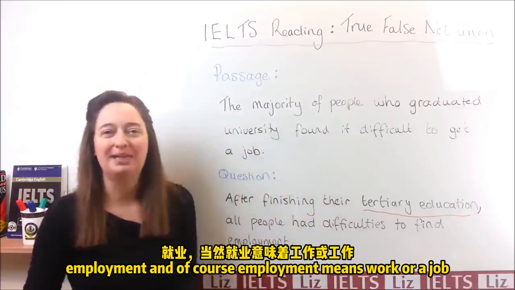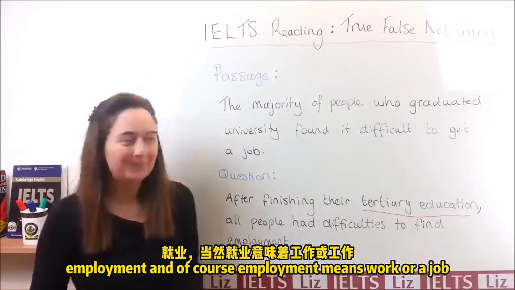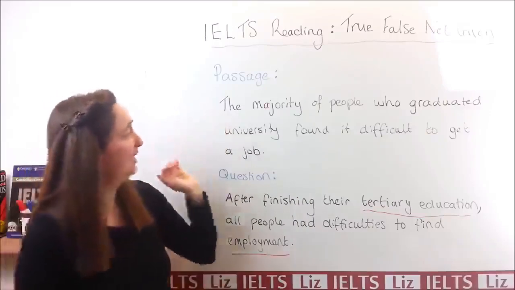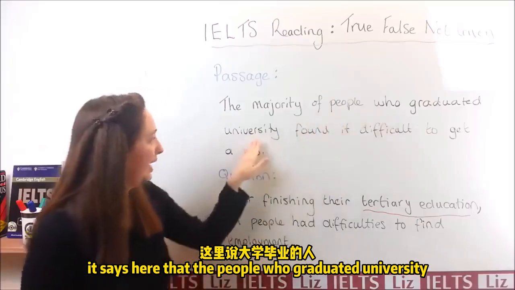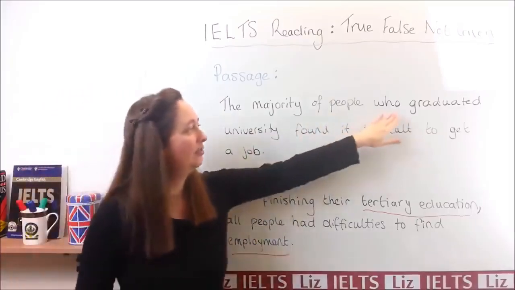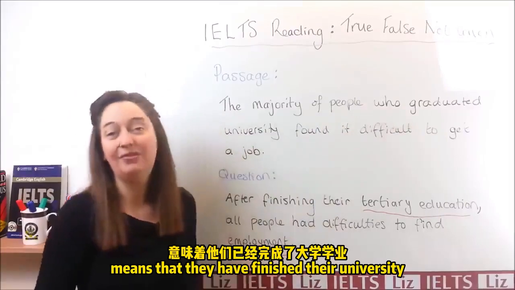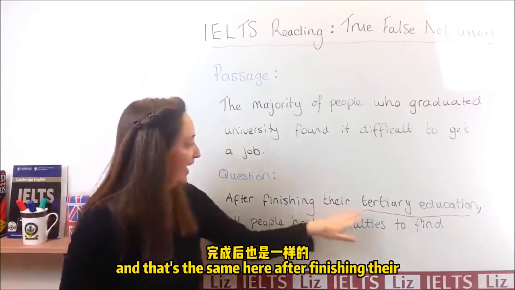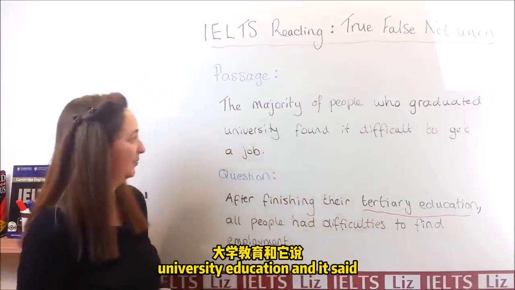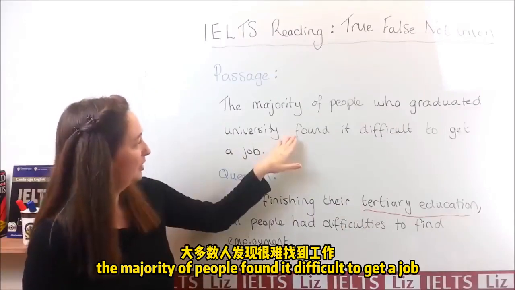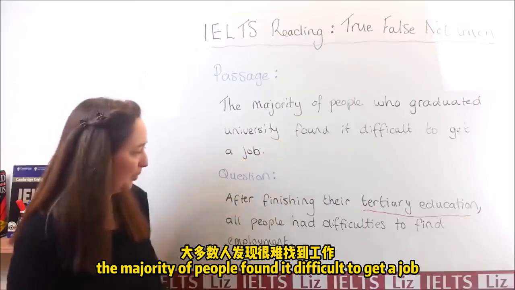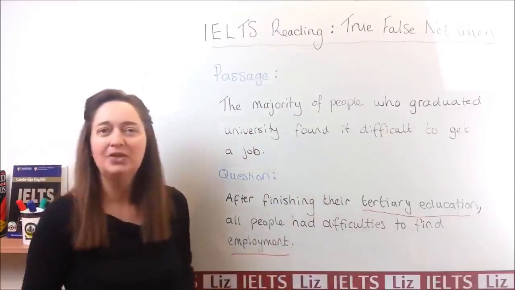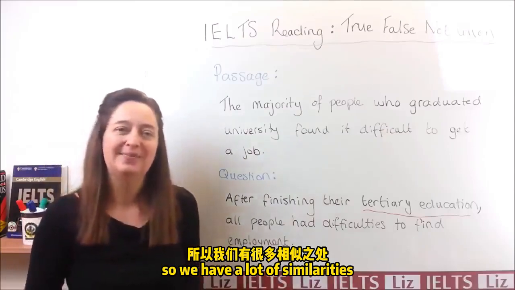And of course, employment means work or a job. So now we can take a look and we can see that it says here that the people who graduated university, graduated means that they have finished their university. And that's the same here, after finishing their university education. And it said the majority of people found it difficult to get a job. And you say people had difficulties to find employment. So we have a lot of similarities.